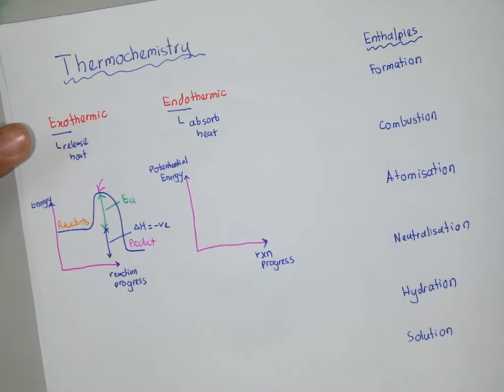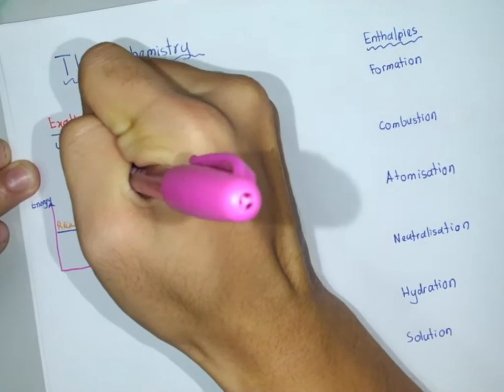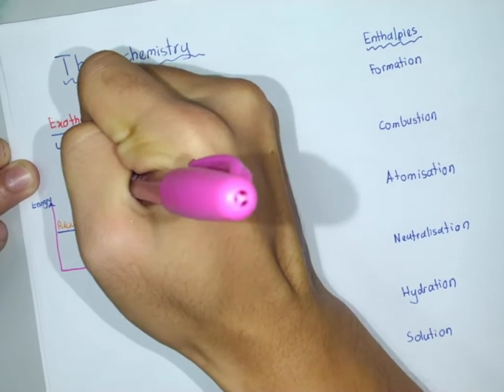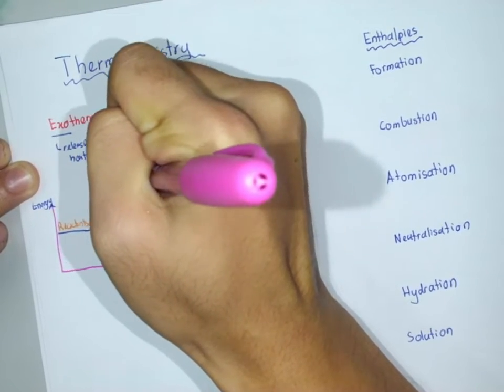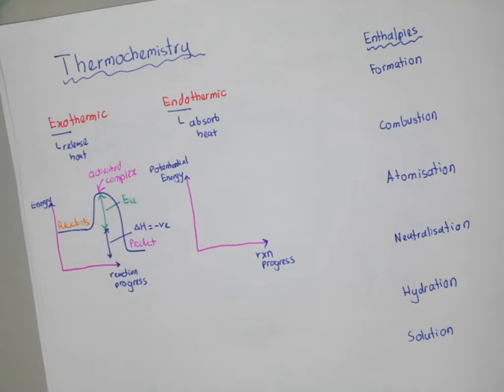Alright, but your energy profile diagram is still not complete because at the very top of your energy profile diagram, we have something called activated complex lah. Remember what is activated complex? Tengok balik chapter 1 where we talk about transition state theory.